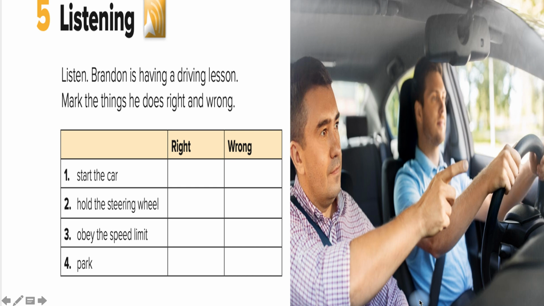Okay, so right now Brando can, of course, start the car, and the thing he does best is parking. As for the things he does wrong, he cannot hold the steering wheel appropriately, so he should hold the steering wheel with both hands, and also obey the speed limit, because he was doing 40 and he was supposed to do 25 kilometers per hour.